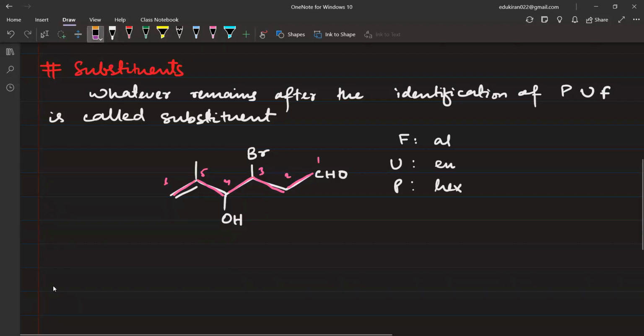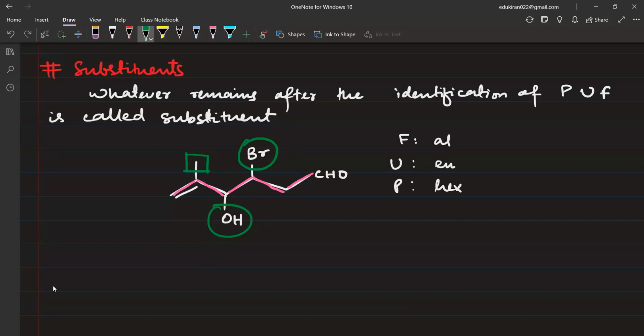Now, whatever is remaining after this, that is called substituent. So, what is left? CHO we have done, identification as functional group. Now, the things which are remaining are this OH group, this CH3 group, and this Br group. These are the 3 different types of substituent that you are going to get.